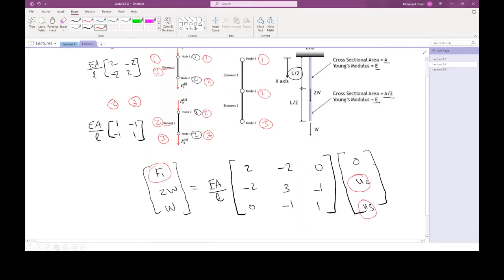The 3 equations you get by multiplying this vector with this matrix here. So if you want to get the first equation, you multiply 0 with 2, U2 with -2, U3 with 0, and don't forget you have the whole thing multiplied with EA over L, and this would be equal to F1. The second equation is 2W equal to EA over L multiplied by -2 with 0 plus 3 with U2 minus U3. So these are the three equations, and these are the three unknowns.